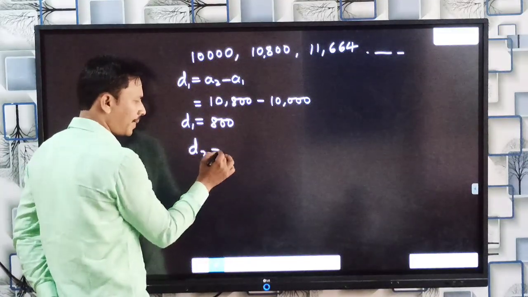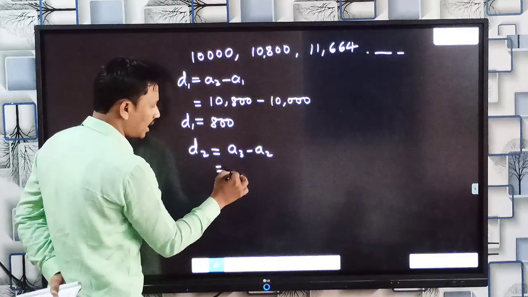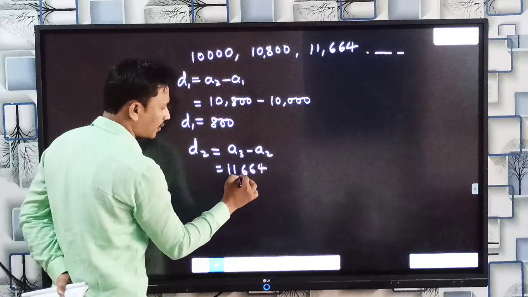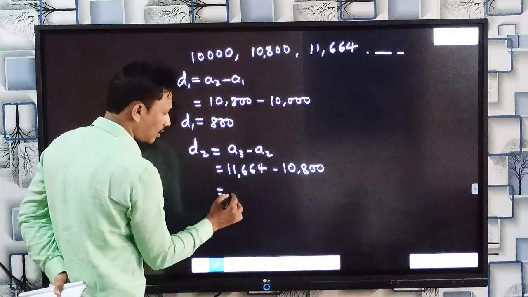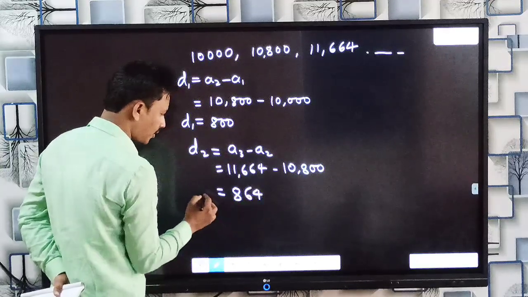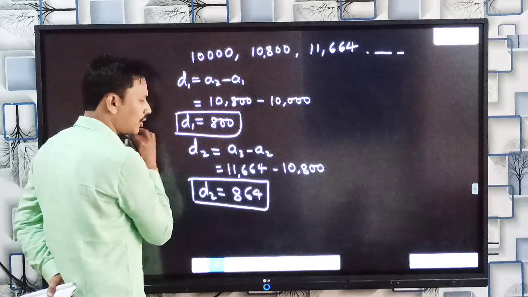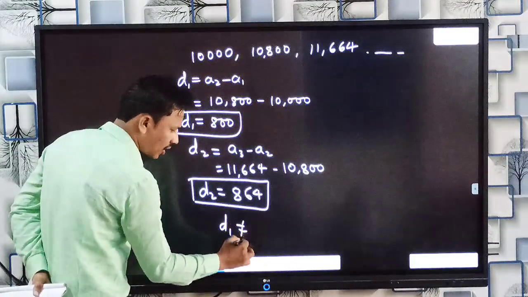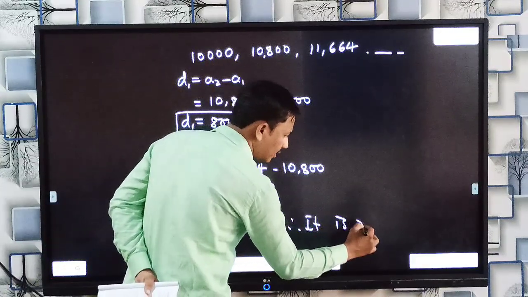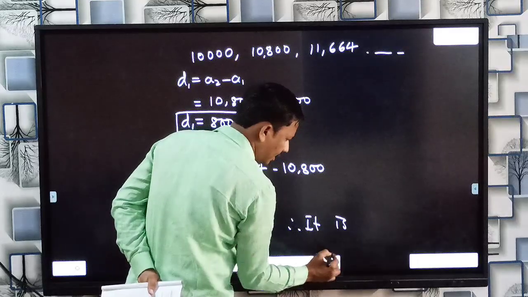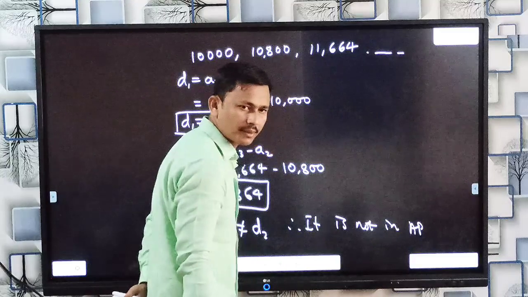Then what is d2? a3 minus a2. Okay, what is the third term? 11,664 minus 10,800. This is equal to 864. Okay, d2 is equal to 864. d1 is equal to 800. That is d1 is not equal to d2. Therefore, this situation is not in AP. Understood?